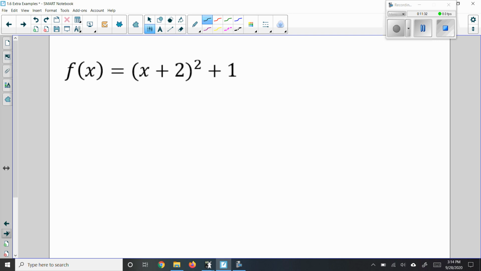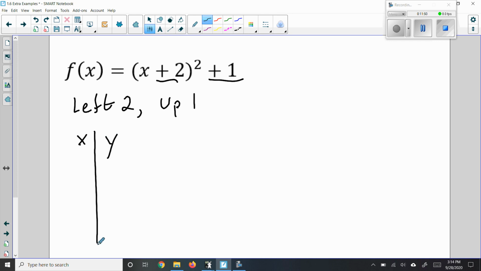Okay, this minus 2 is on the inside of the square. That means we've gone left 2. This plus 1 is on the outside. That means we've gone up 1. Like before, the parent here is the square. So the table we're going to use is negative 2, negative 1, 0, 1, 2. And now we're just going to square all these.